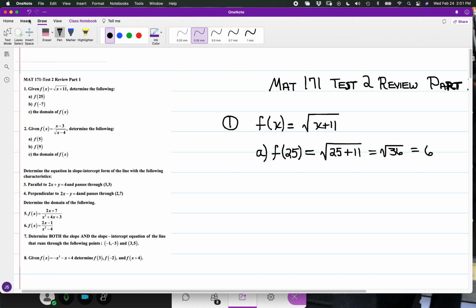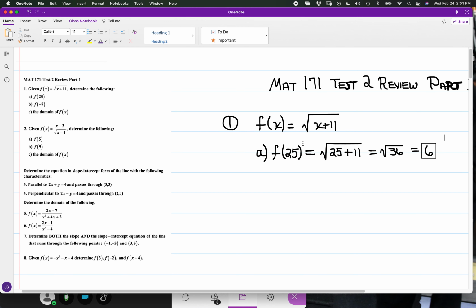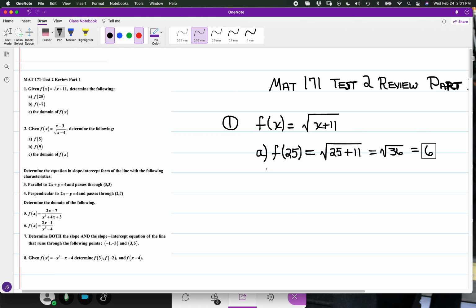So a point that is on the graph of y is equal to f of x is equal to the square root of x plus 11 is going to be 25 and 6. Now for part B, we're looking for the y value whenever x is set to negative 7. So for f of negative 7, we have the square root of negative 7 plus 11. And negative 7 plus 11 is going to come out to 4.